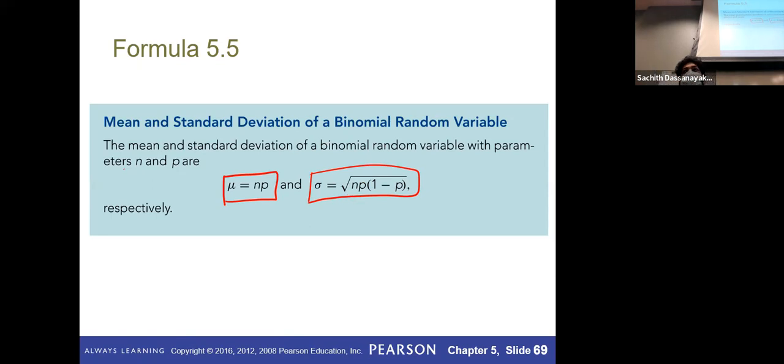If you know you have a binomial distribution and I tell you to find the mean, it is simply n times p, or the standard deviation is the square root of np(1-p).